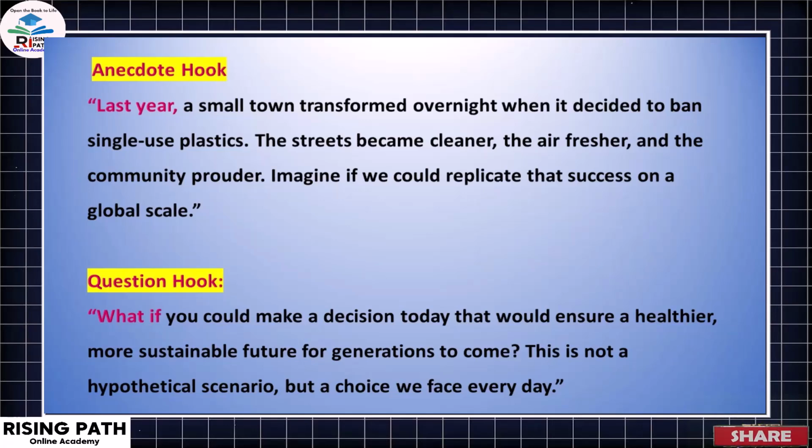So as you can see on this slide, the number one is the anecdote hook. The example: last year a small town transformed overnight when it decided to ban single-use plastics. Next is the question hook. What if you could make a decision today that would ensure a healthier, more sustainable future for generations to come? So a rhetorical question can be one of the hooks.